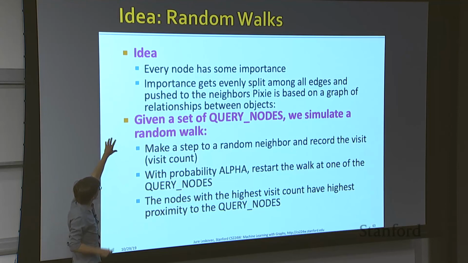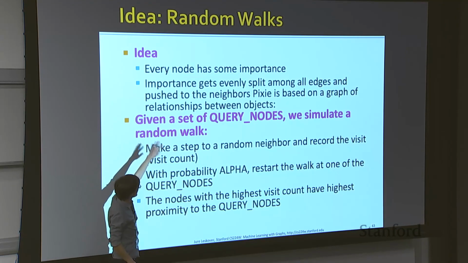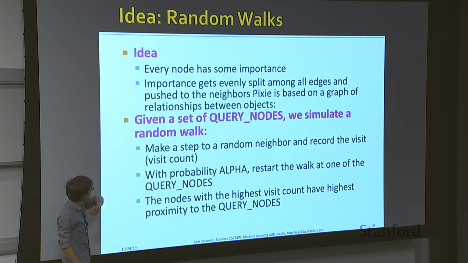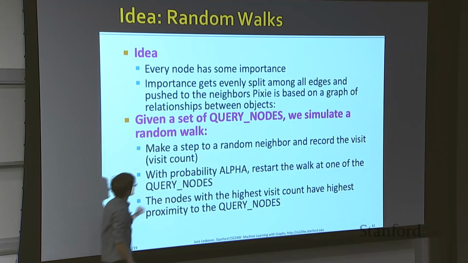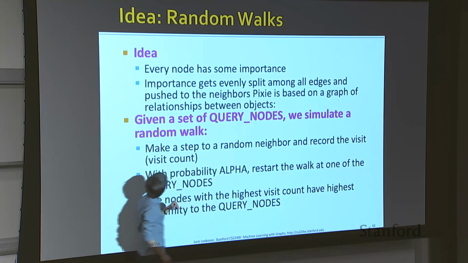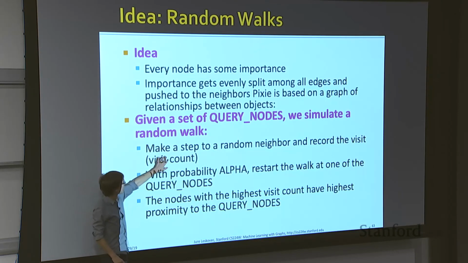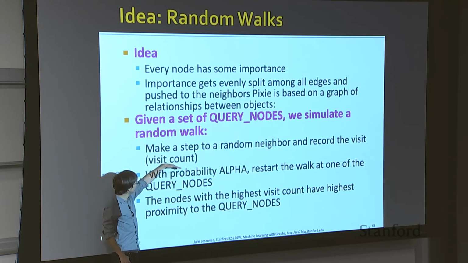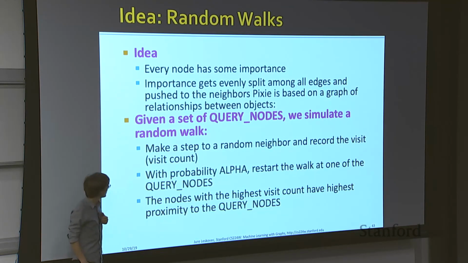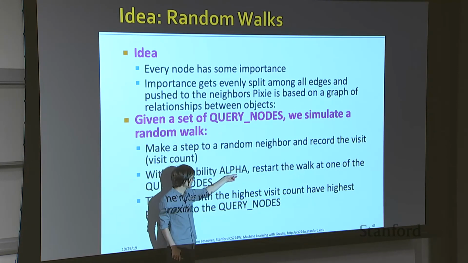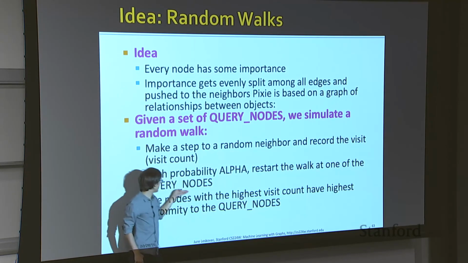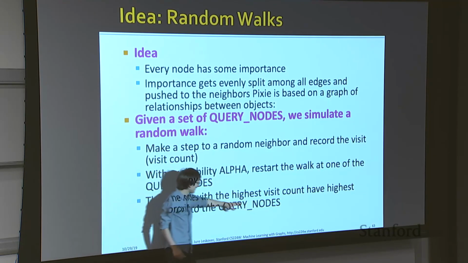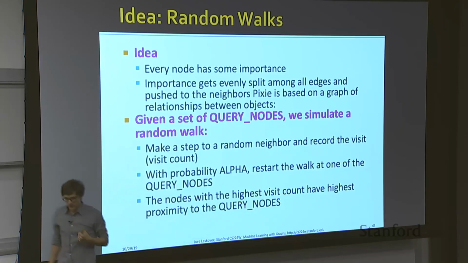The idea is that every node will have some importance, and that importance gets evenly split among all the edges adjacent to that node, and this gets pushed through. So we will start with some query set of nodes, and then we will simulate the random walk, where we make a step at random, and for every node we count how often the random walk visited the node. As I said, we will also flip a coin with probability alpha. We will restart the walk at one of the query nodes. And the nodes with the highest visit count, those are your recommendations.